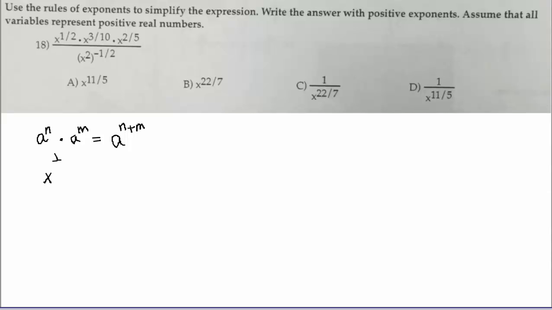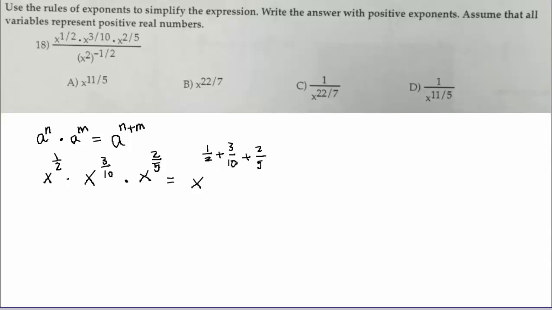So if I have x to the power of 1/2 times x to the power of 3/10 times x to the power of 2/5, according to this property, this whole thing would be x to the power of what? What are you going to do with these fractions? You add them up. 1/2 plus 3/10 plus 2/5. How do you add fractions?